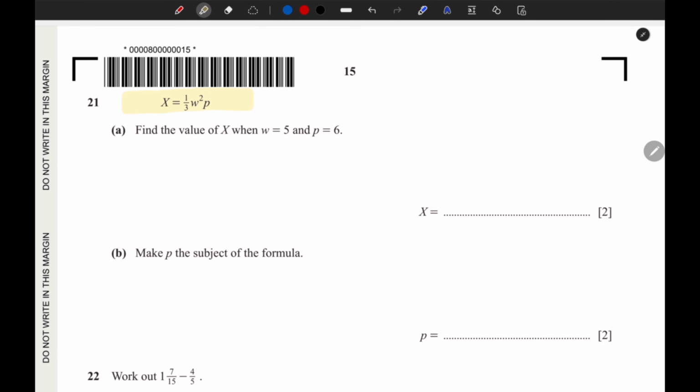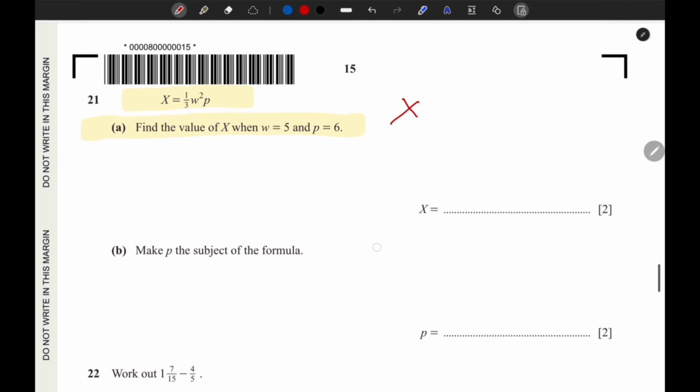Okay, coming on to the 21st. x is 1 by 3 w squared p. Find the value of x when w is 5 and p is 6. So basically you just have to substitute the values. This x will be 1 by 3, w squared is 5 squared, and then times 6. So this is 1 by 3, so we can cancel: 3 1s are 3, 3 2s are 6, and this is 25 times 2, that is 50. So x is 50.